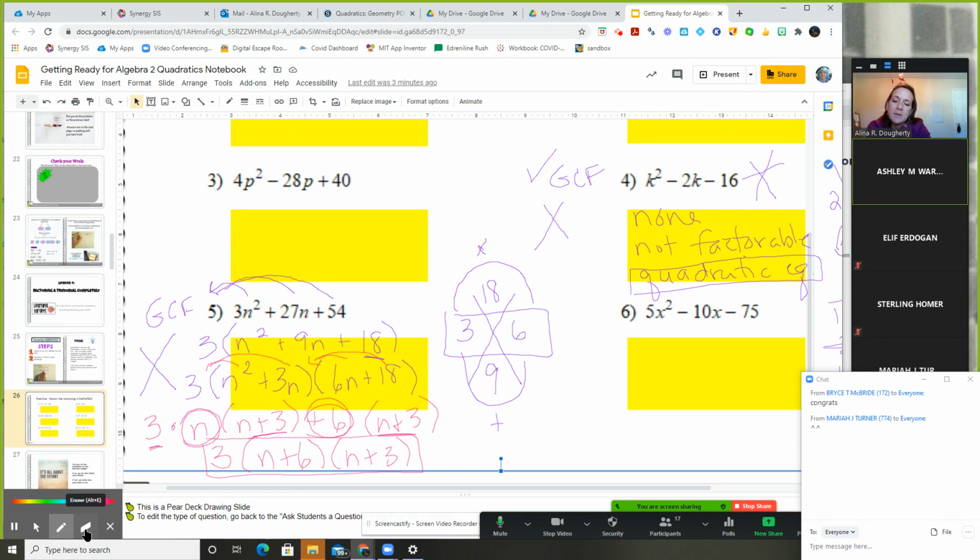This 18, we divided by 6, and we divided by 6. So 6n divided by 6 leaves me n, and 18 divided by 6 gives me 3. So it's like that reverse distribution. We took the 6 out, and we took the 6 out, and we put it out here.